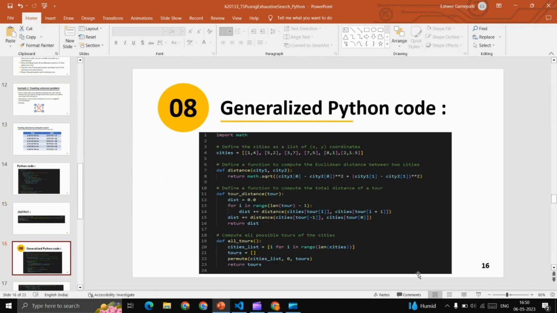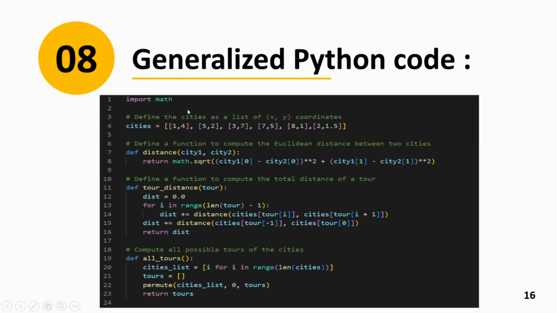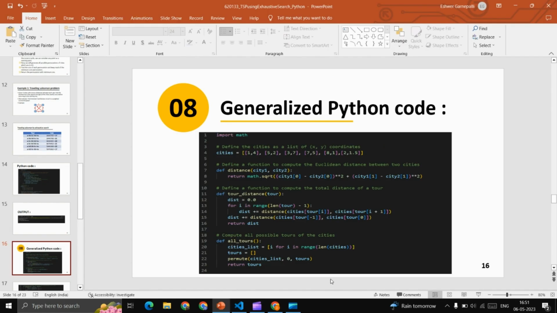Now let us see the generalized Python code. In the generalized Python code, I assumed cities as coordinate access points. Here x comma y defines the city, and here we'll be finding the distance between two cities using the formula square root of (y2 minus y1) whole square plus (x2 minus x1) whole square. This defines the tour distance, and this defines the possible tours. Let us see the code in VS Code.